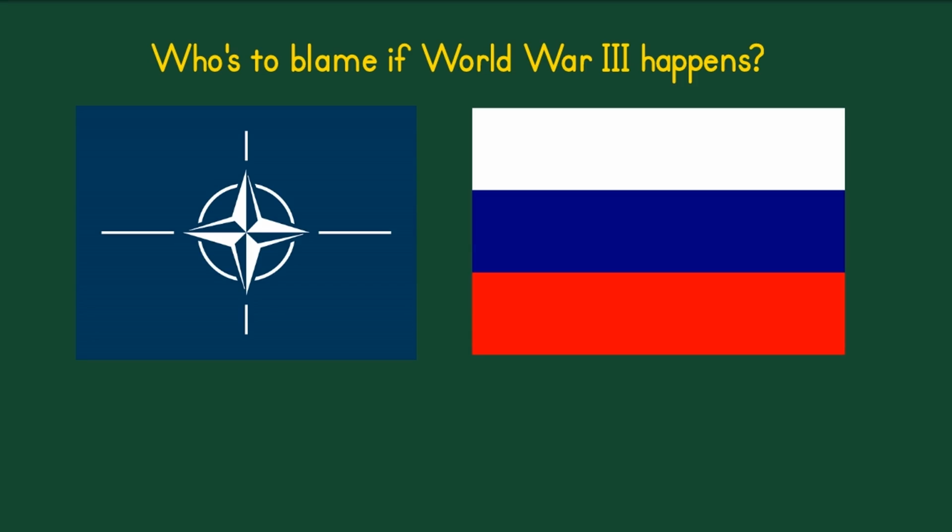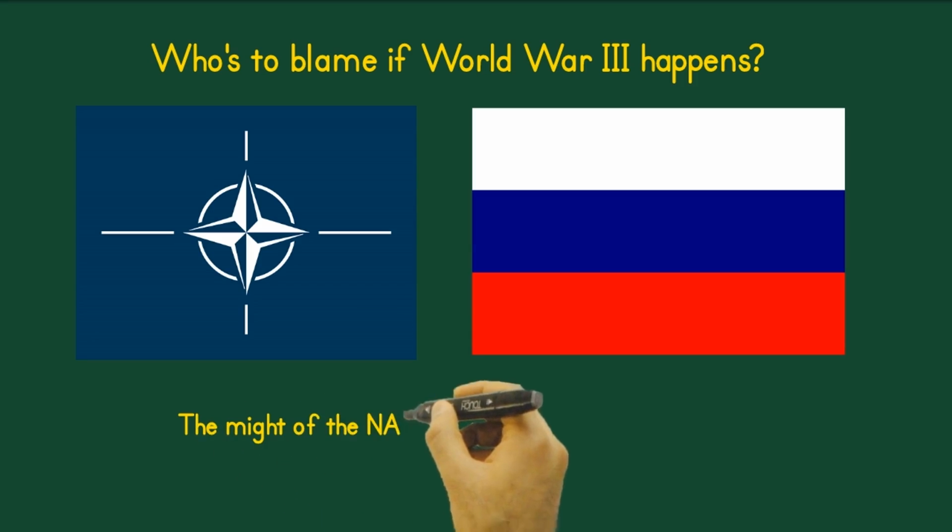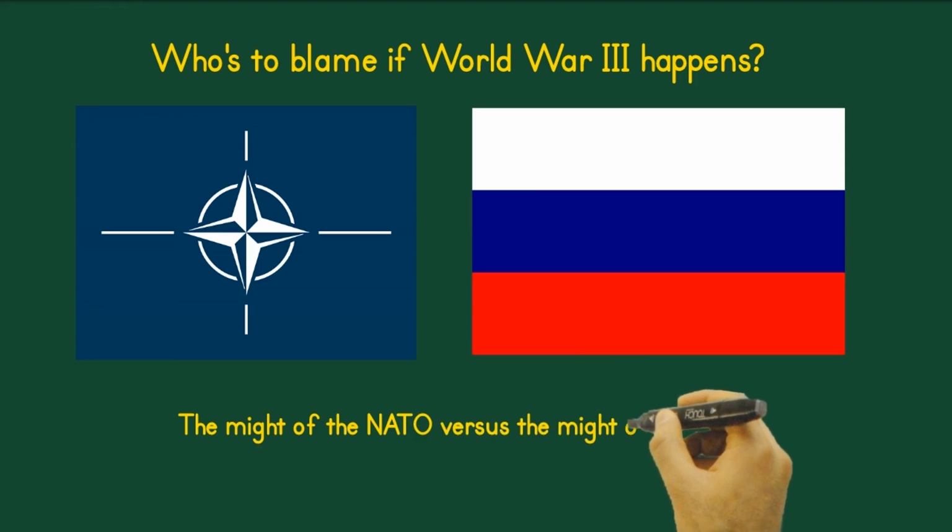Don't believe anyone telling you that it's a battle of right and wrong. In this game called international politics, morality and ethics are not that important to determine who'll win. What's important is power. Who's got more power? In short, it's a battle of might against might. In this case, the might of NATO versus the might of Russia.